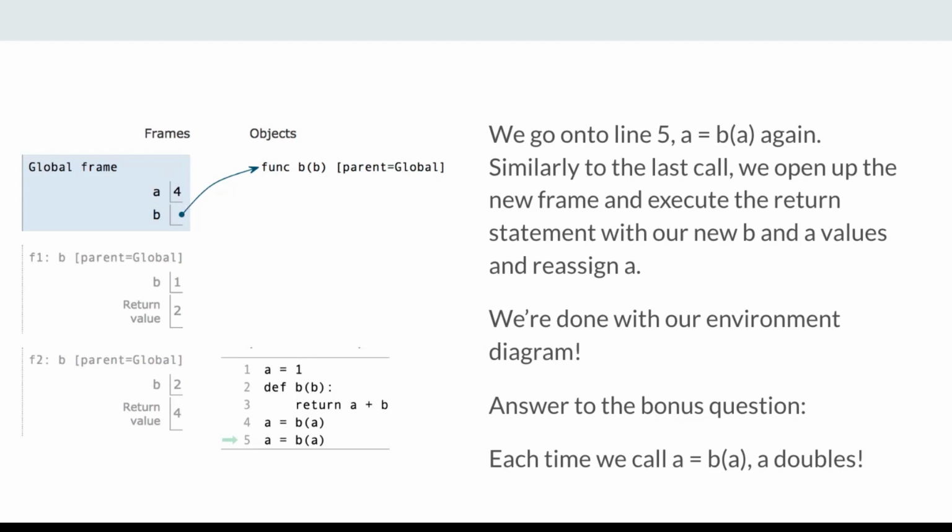Because our parent frame is global for frame 2, it doesn't see frame 1, right? It doesn't care about the B in there. No, it does not. That's correct. Yes.